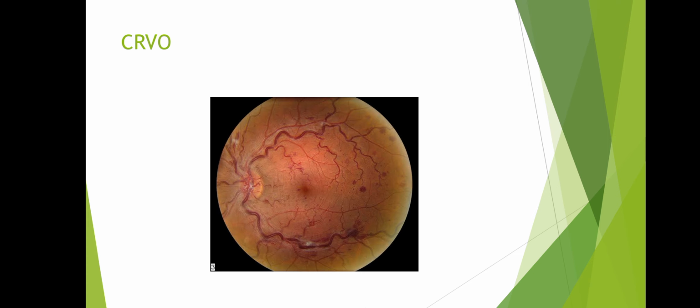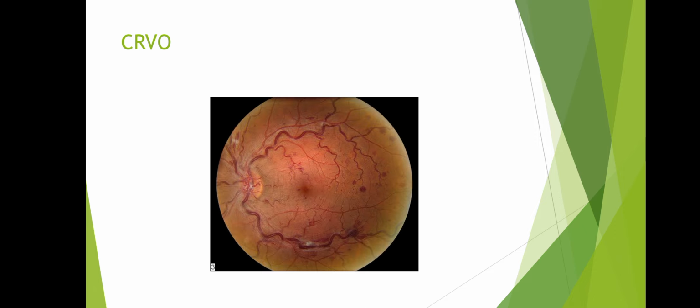Second one is ischemic CRVO. The clinical feature shows marked reduction in visual acuity. RAPD is present. Ophthalmoscope view shows marked tortuosity and engorgement of the retinal veins. Massive superficial and deep hemorrhages are seen throughout the fundus, that is, all the quadrants of the fundus have massive superficial hemorrhages.